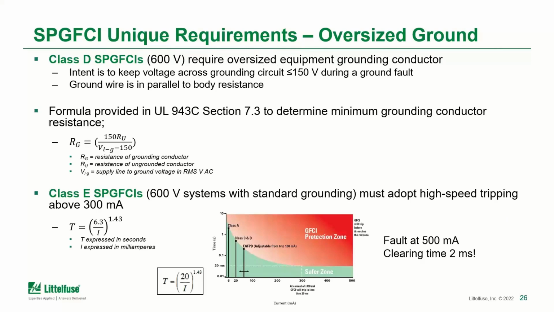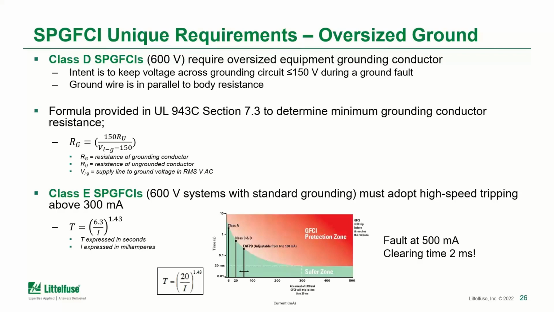So aside from the ground monitoring, the second item is the ground conductor sizing itself. Class D in particular, so these are for 600 volt applications, actually require an oversized equipment grounding conductor to be part of the installation. And this goes to what I was just saying on the previous slide. Again, as the voltage gets higher, you get more potential for voltage to be on the frame of the equipment based on the resistance of your grounding circuit when you have a ground fault.